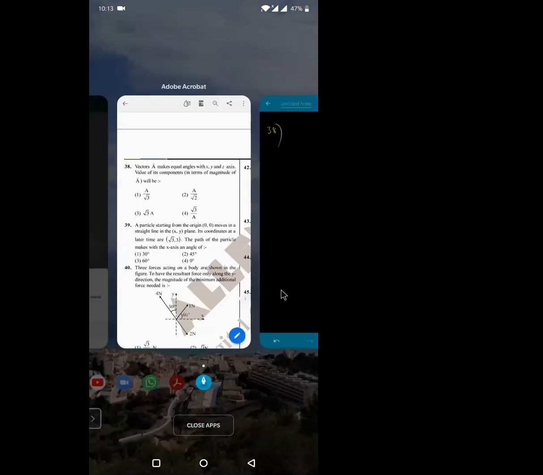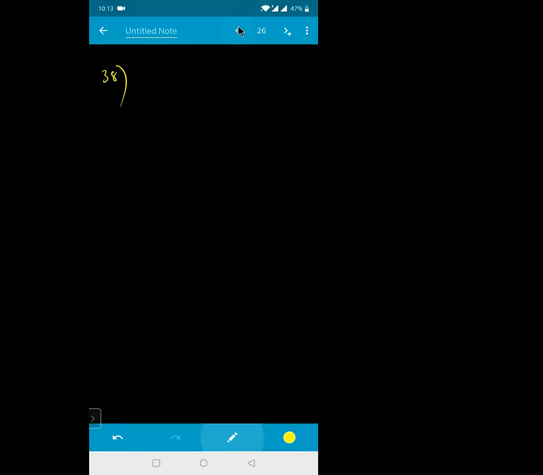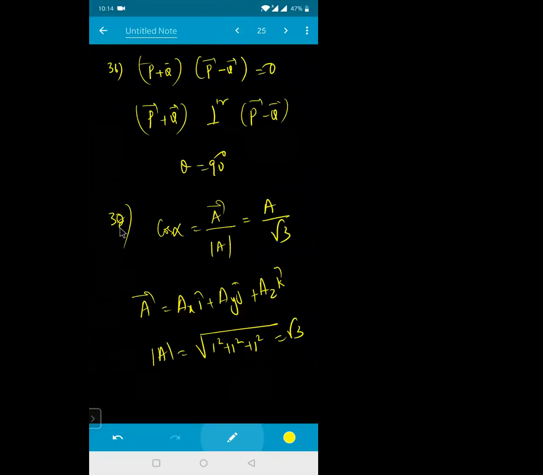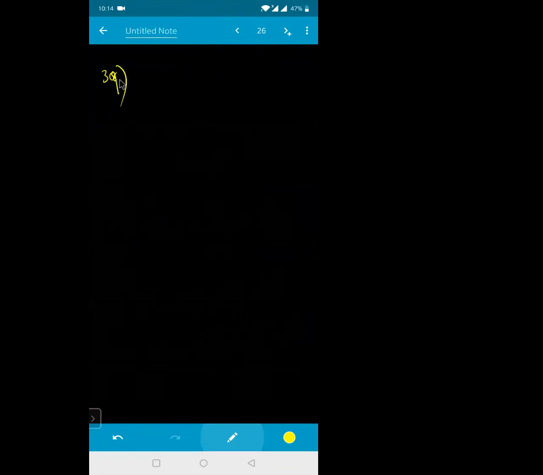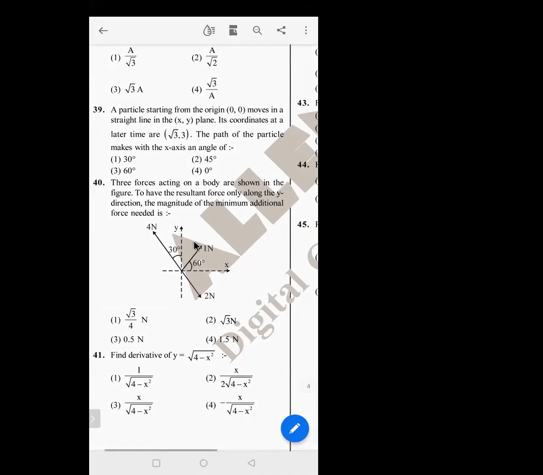Quickly now, 38 is over. 39, sorry, no, this one is 39. So the previous one was 38. Chalo. 39, you see beta. A particle starting from the origin 0, 0 moves in a straight line in the x, y plane. Its coordinates at a later time are root 3, 3. The path of the particle makes an angle with the x-axis of how much? Very good question, beta. The only thing is that understanding the diagram is very important. Once you understand the diagram, it will be very easy to draw the condition.